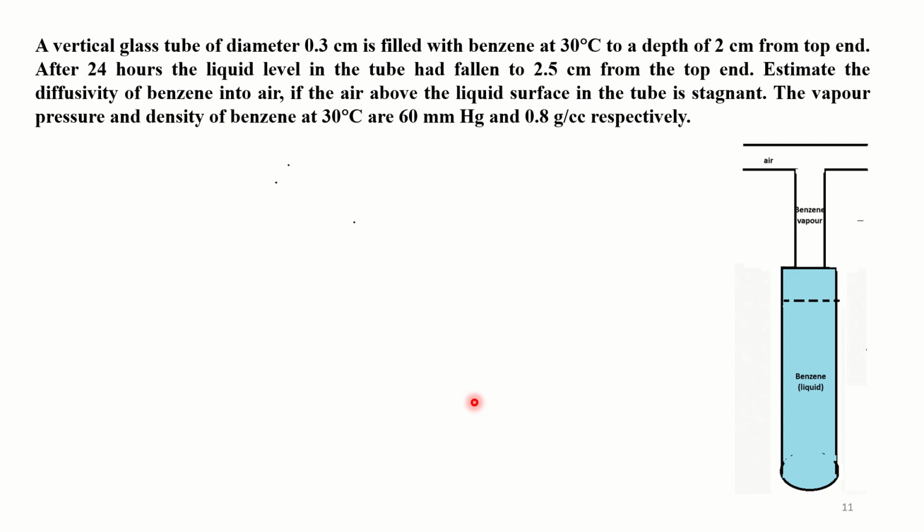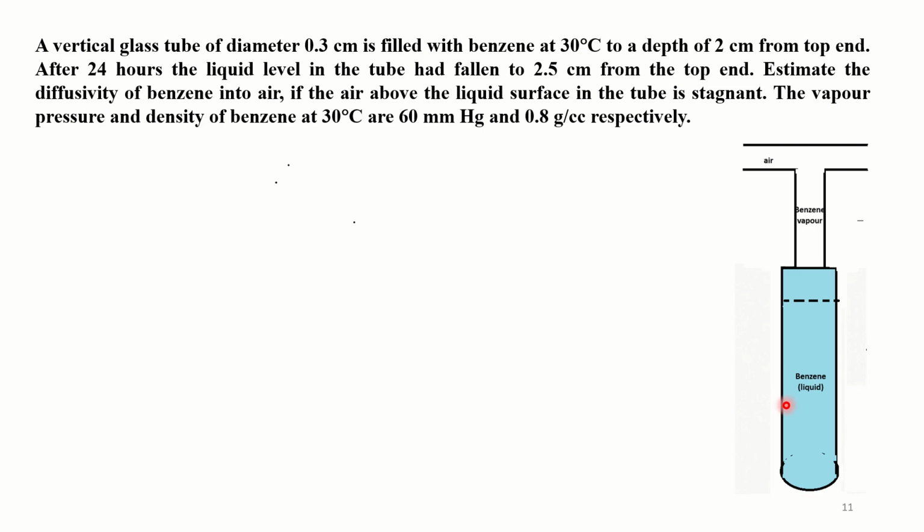A vertical glass tube of diameter 0.3 centimeter is filled with benzene at 30 degrees Celsius to a depth of 2 centimeter from the top end. After 24 hours, the liquid level in the tube had fallen to 2.5 centimeter from the top end. Estimate the diffusivity of benzene into air if the air above the liquid surface in the tube is stagnant. The vapor pressure and density of benzene at 30 degrees Celsius are 60 mmHg and 0.8 gram per cc respectively. Okay, so this problem is slightly different from what I have explained in the previous case. So what is given here?